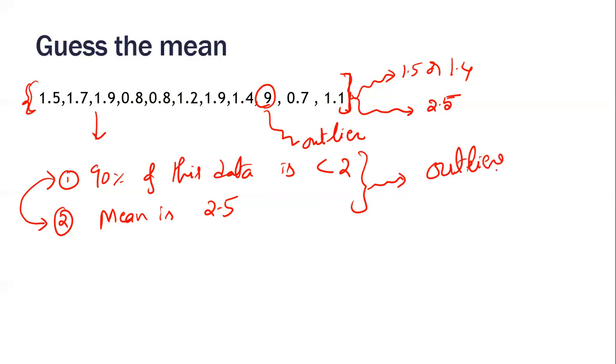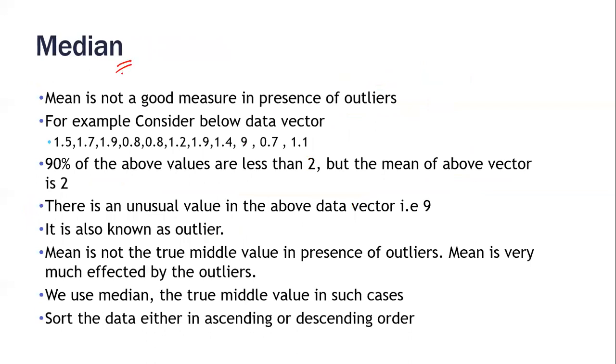When there are outliers present in the data, you cannot really trust the mean value. The mean is no more the true center. Then what should we do? We should calculate a new measure called the median. The median is also an average value. It is an alternative to the mean. However, the median is not impacted by outliers.